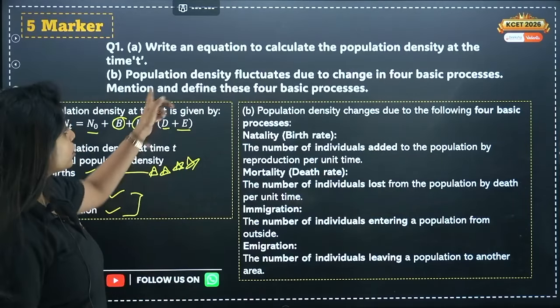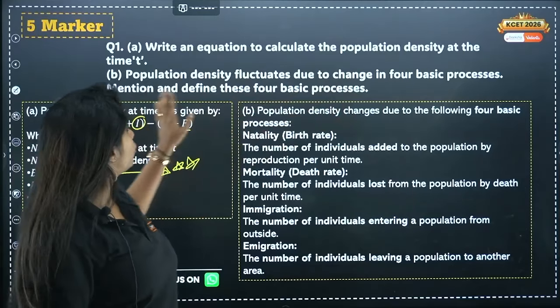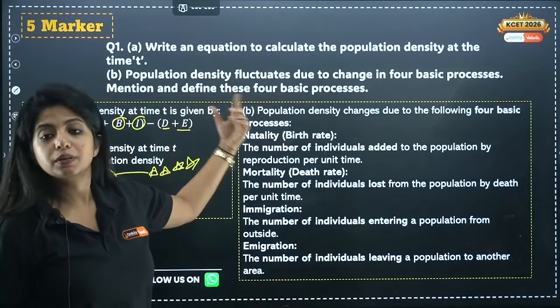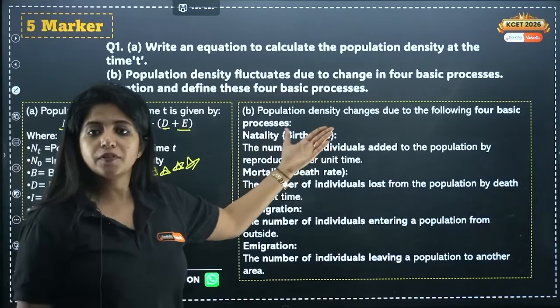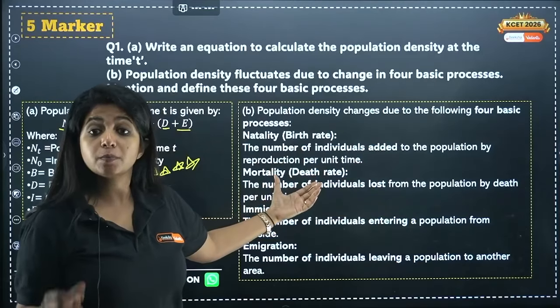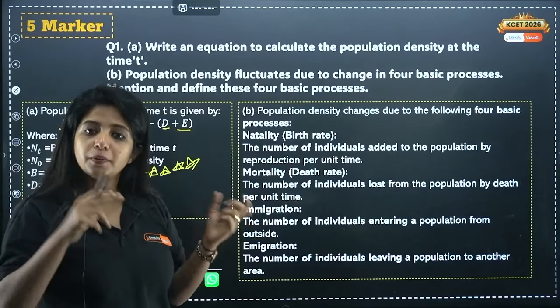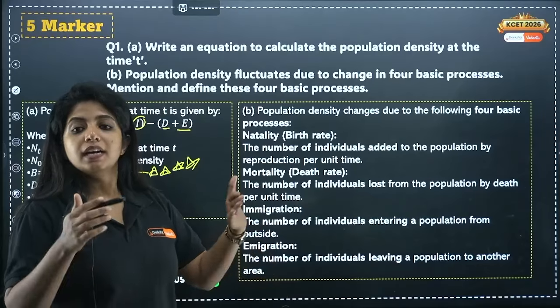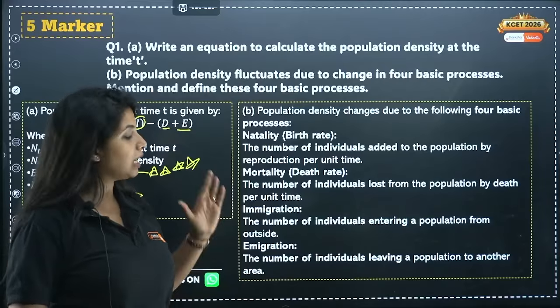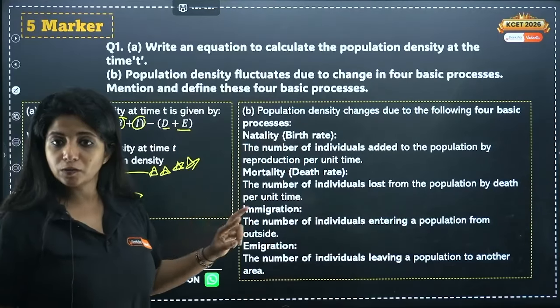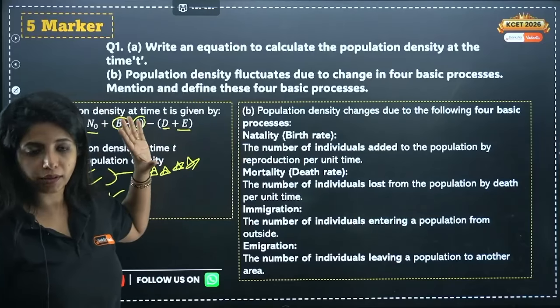Okay. Now, population density fluctuates due to change in 4 basic processes. Mention and define these 4 basic processes. First one is birth rate, natality. The number of individuals added to the population by reproduction per unit time. Mortality, the number of individuals that left the population per unit time. Immigration, the number of individuals entering a population from outside. Emigration, the number of individuals leaving a population. So these are the 4 factors. Out of them, I told you 2 of them are super important.